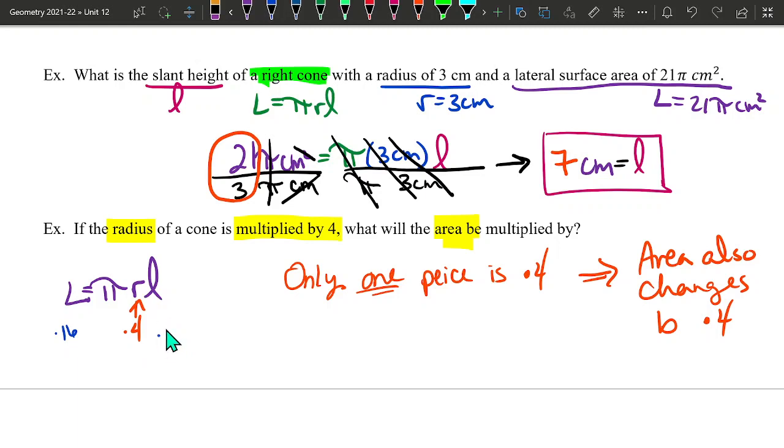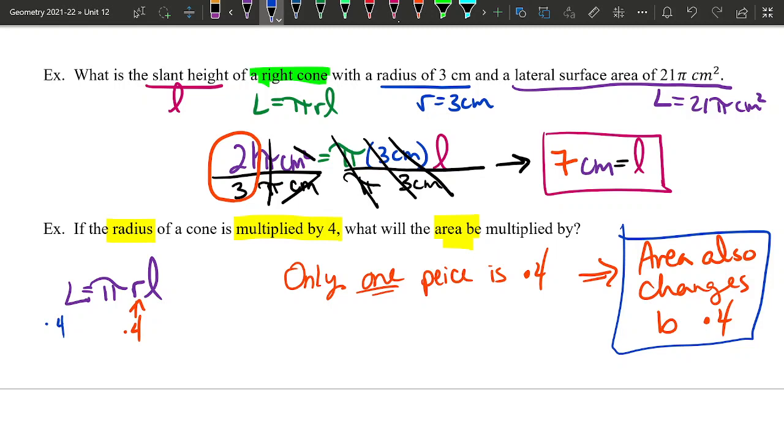But I didn't change both dimensions. I only changed the radius. So to keep it balanced, I'm going to multiply that by 4 also, not by 16. So the area changes according to what's being changed, how many dimensions, how many pieces are being changed on the other side of the equal sign. Oh, there should be a 4 in there. Pi times 4.